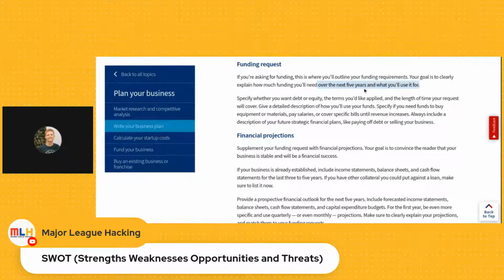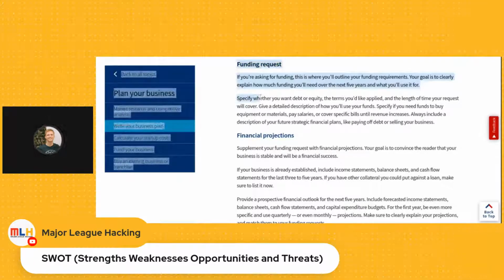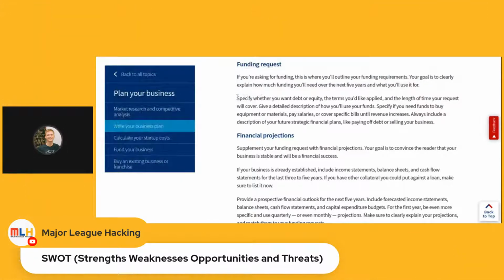You know, in this description, they say over the next 5 years. And there's also a section that says specify whether you want debt or equity. Does anyone know the difference between the terms debt and equity? This is an important thing to remember if you're asking for funding for your business.